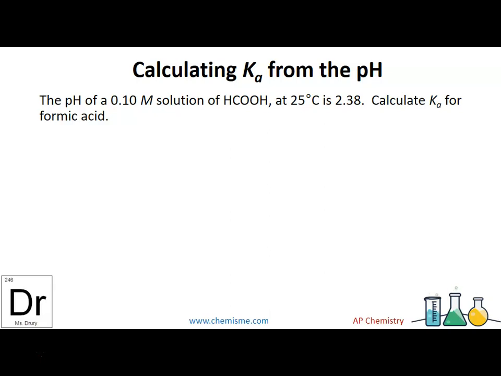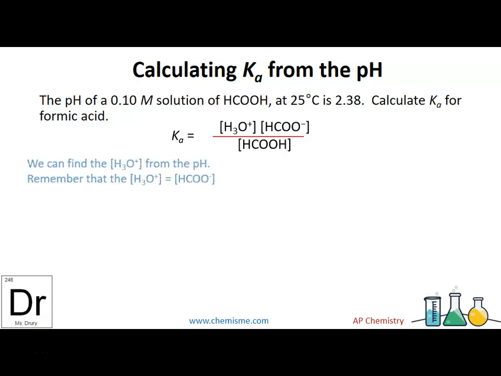If the pH of a 0.1 molar solution of HCOOH, or formic acid, at 25 degrees Celsius is 2.38, we want to know what the Ka, or how weak that acid is, right? So what we could do is start by setting up a Ka expression. The hydronium ions times the formate ion divided by the formic acid is how we always set up our Kas, right? The ions divided by the acid itself.